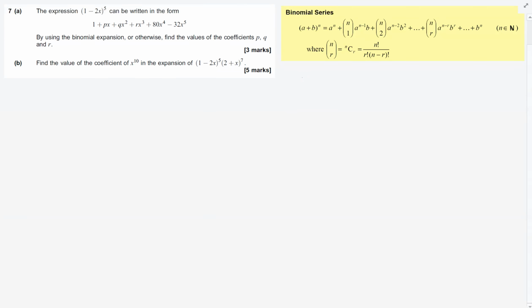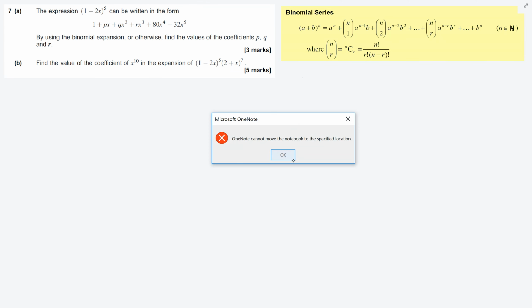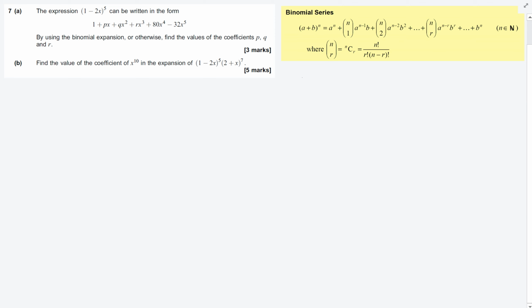7 then, we're being asked to complete the expansion of (1 − 2x) to the power of 5. Now it says using the binomial expansion or otherwise in the question, so you can do this in other methods, but the quickest way is to use the binomial formula. So the binomial formula is for (1 − 2x) to the 5.